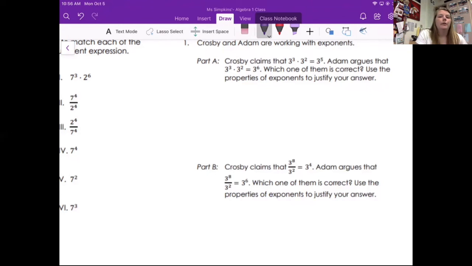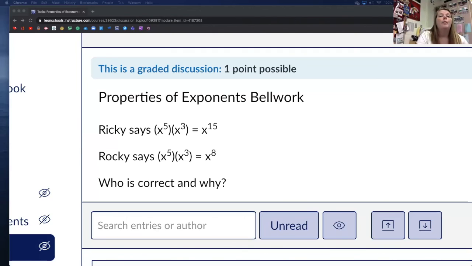Okay, I want everybody to go to their Canvas, and I'm going to show you where to find everything you need to be able to do your test corrections. If you want to write this down, I have it in Canvas too, but your test corrections are due next Tuesday because that's the next time over a week that I see you.